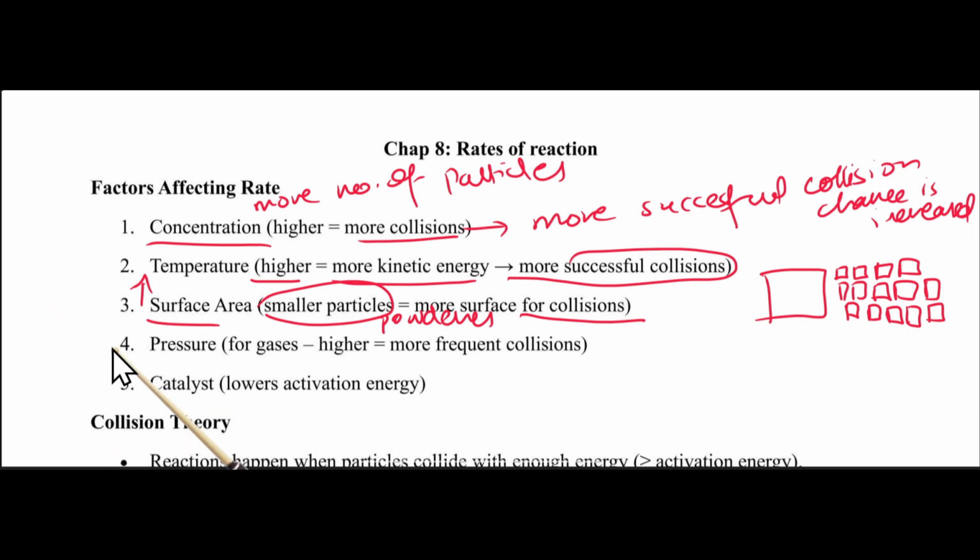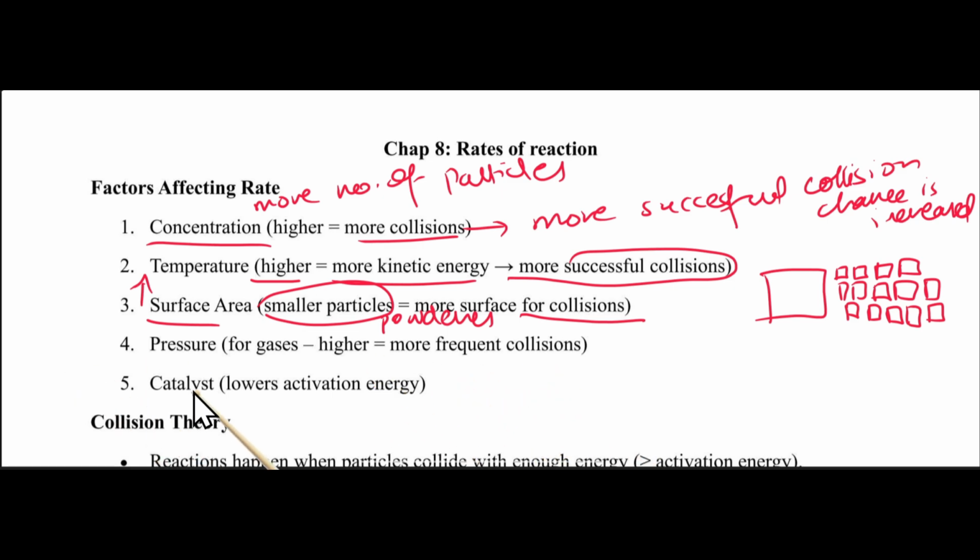Let's see the pressure. Pressure is only for gases. If your reactants and products are gases, then pressure can affect the rate of reaction. The higher the pressure, the higher the rate of reaction. The reason is that the particles will now have less space. So with higher pressure, the particles have less space, so they will collide more often.